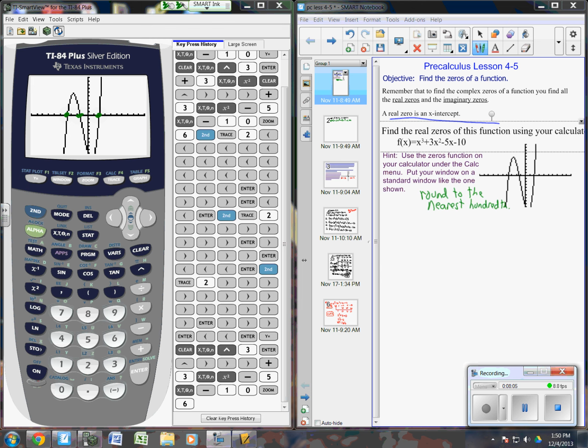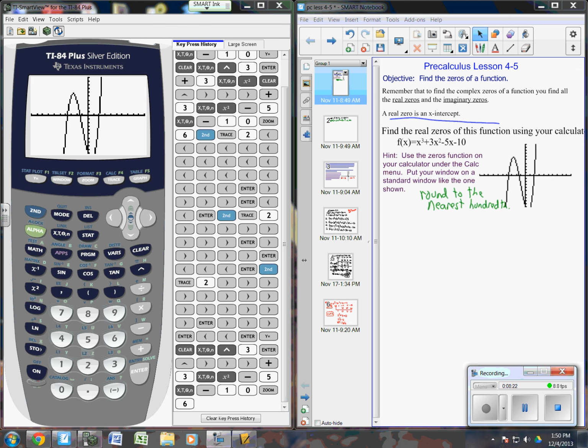Why do you say that, Jack? Yeah, it's a degree 3. So we see all the zeros. There's no imaginary zeros in this one, right? Does everybody understand that? Okay, now, I need to teach you how to find them using the calculator.